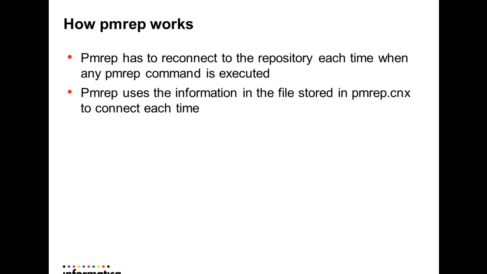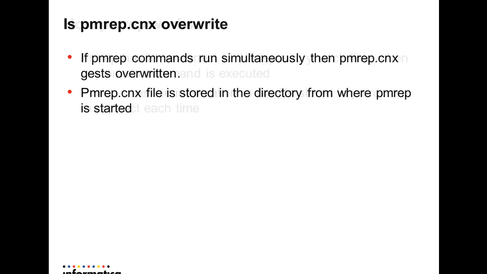Pmrep has to reconnect to the repository each time we execute any pmrep command. Suppose you are executing pmrep listobjects or pmrep listuserconnections or any pmrep command. When we execute it, it fetches the information from the repository connection file, which is pmrep.cnx, and then tries to connect to the repository and sends a request to the repository agent to get the details. So it needs the pmrep.cnx file to connect to the repository every time. It uses the information which is stored in the pmrep.cnx file. If multiple users are working on the pmrep command simultaneously, then the pmrep.cnx file gets overwritten.